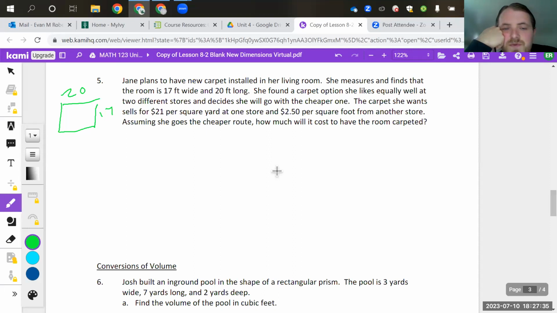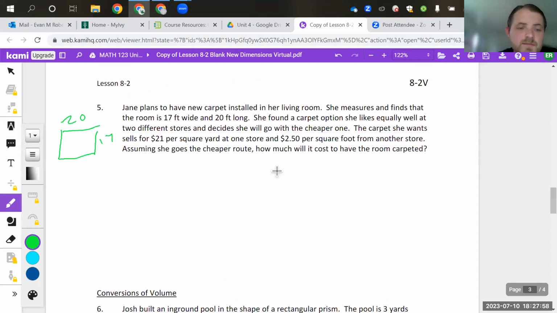How much, if she goes with the cheaper route, how much will it cost to have the room carpeted? So you've got to figure out which one is cheaper, and then you need to figure out how much it would actually cost to use that cheaper one. So really you can either go from yards squared to feet squared, or you can do feet squared to yards squared.